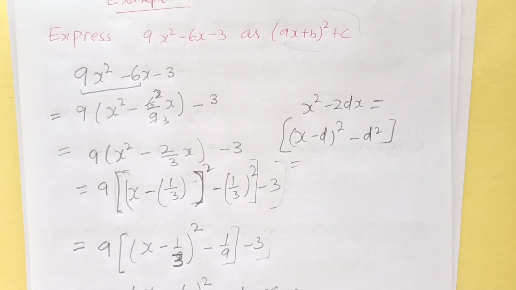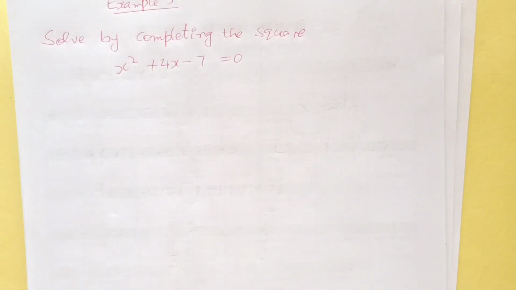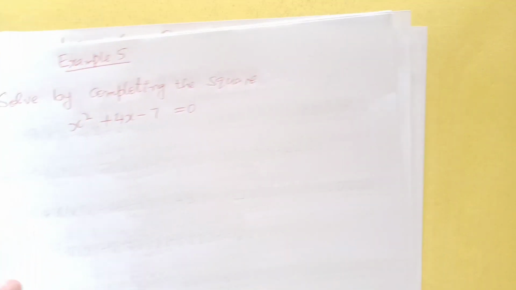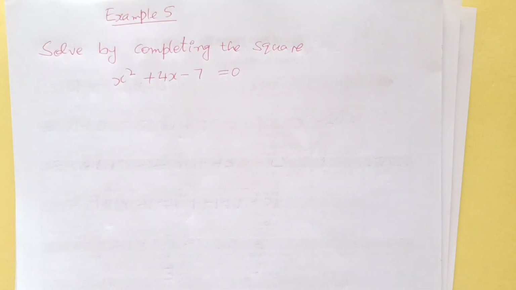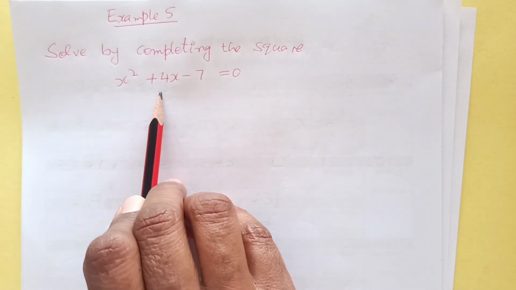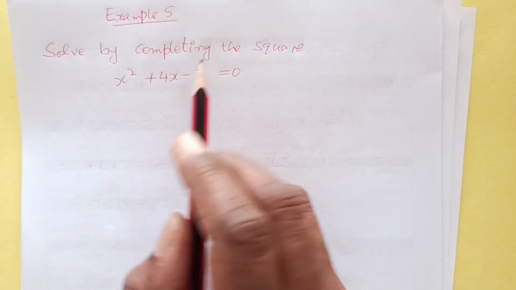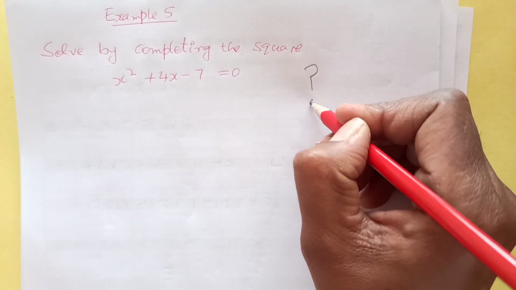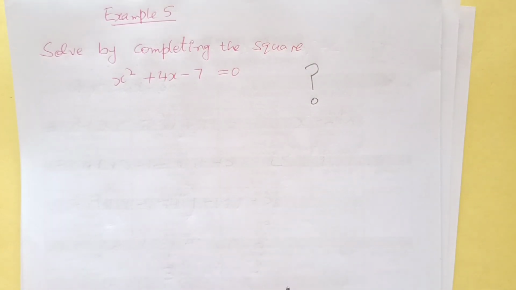So I hope you guys understood. I think you should practice some more questions. So I'm giving you this as homework. Solve by completing the square x squared minus 4x plus 4x minus 7. So do this question and send me your answers in the comment section. I will confirm them if that is correct.